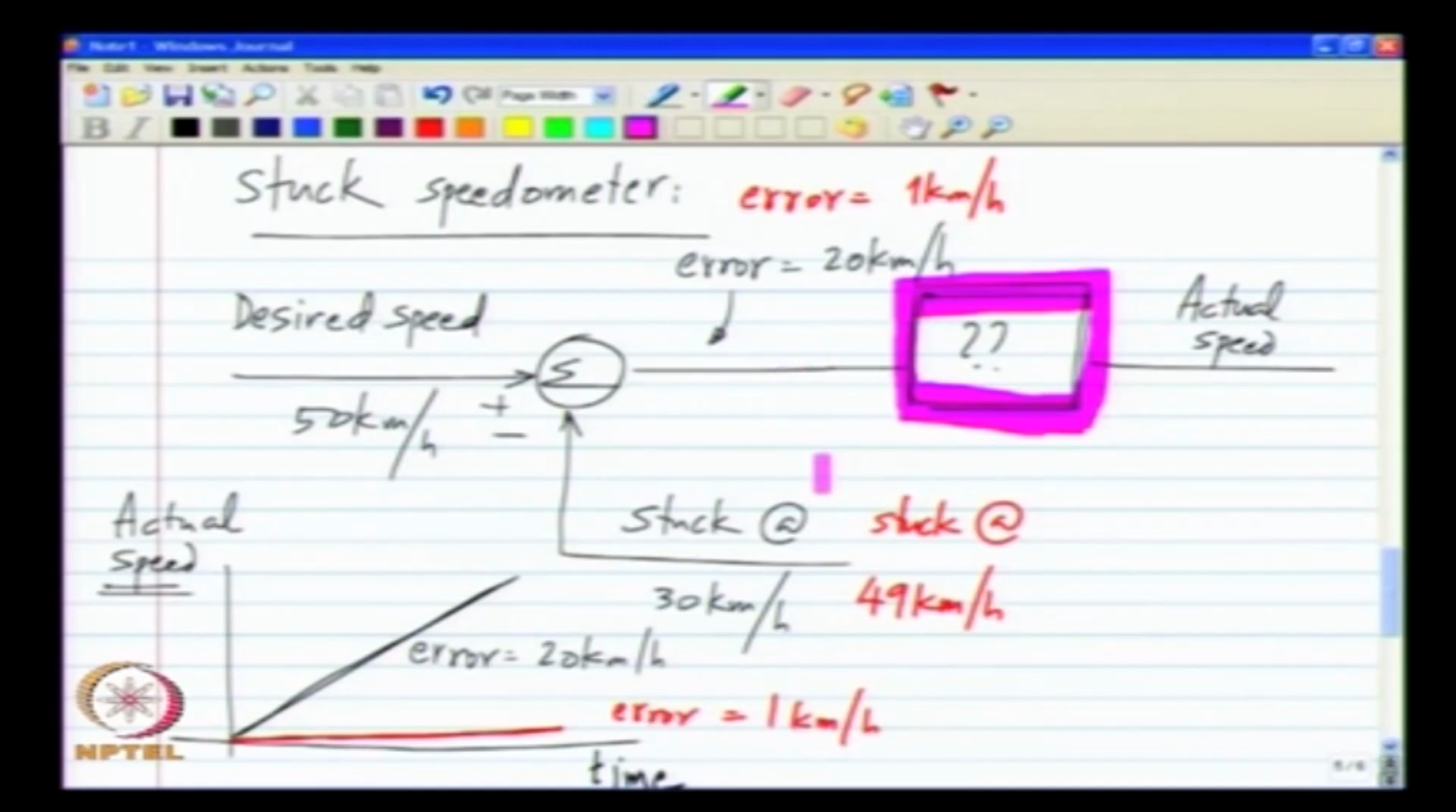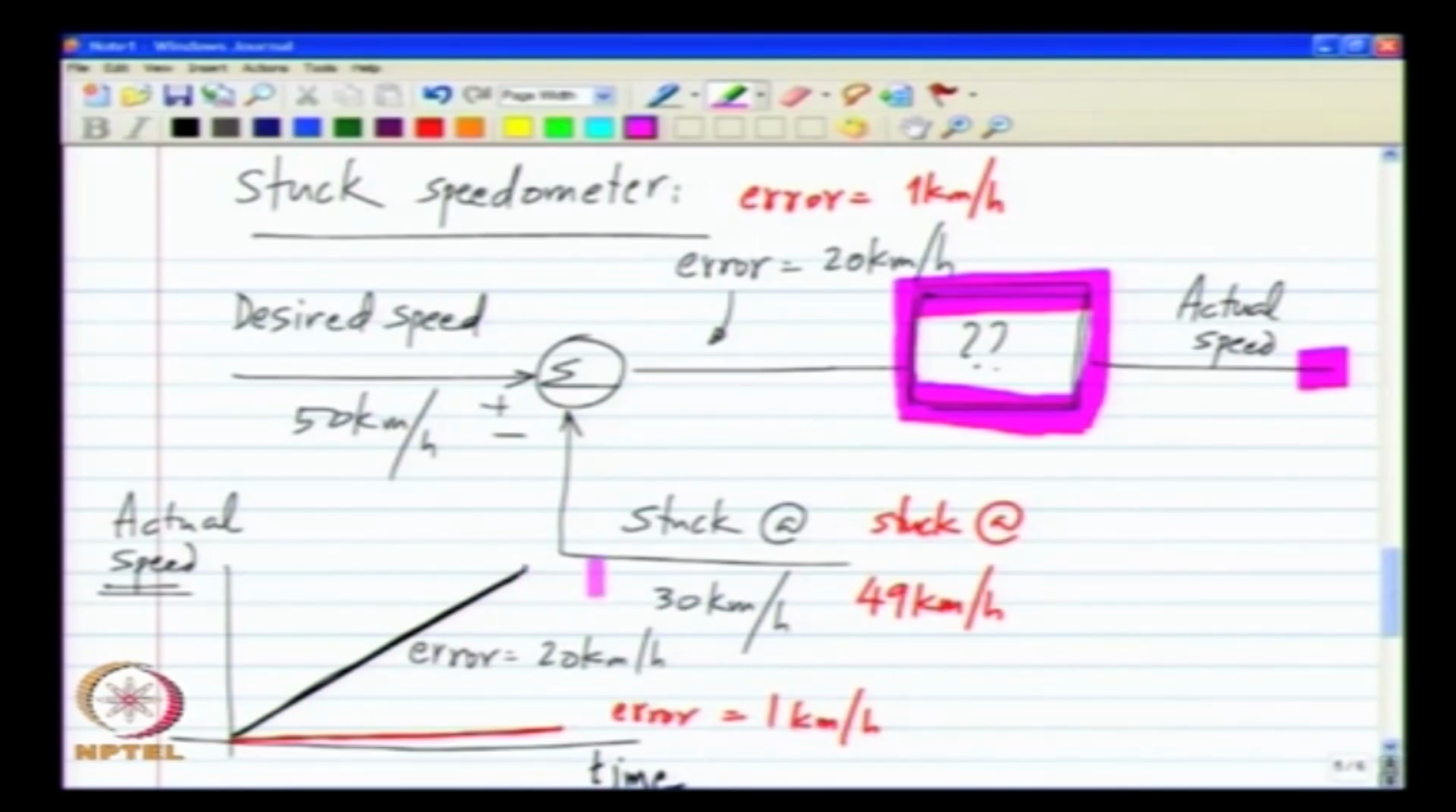And it is very obvious what you do. Let us say the speedometer is stuck at 30 kilometers an hour. So basically you think the motorcycle is going at 30 no matter what you do. So you will go on accelerating. So the actual speed will go on increasing, but you do not realize it because the speedometer is stuck. And what happens to the actual speed? It goes something like this, it goes on increasing with time. So this curve shows the behavior of the actual speed with time when you think the speedometer is stuck.